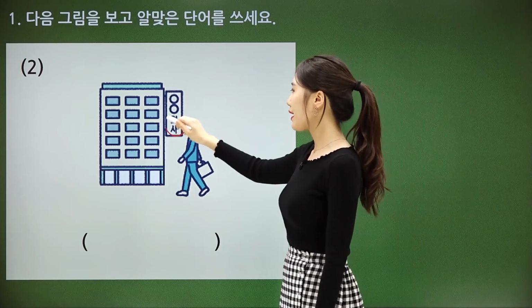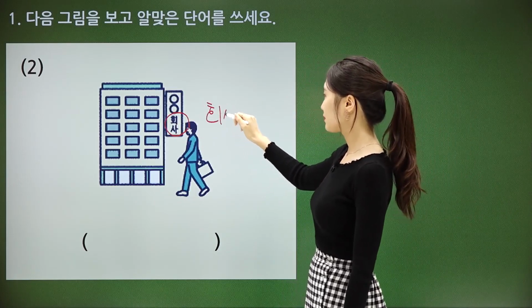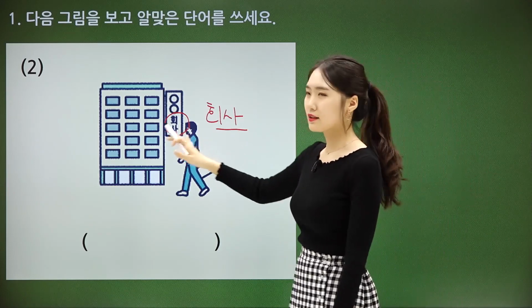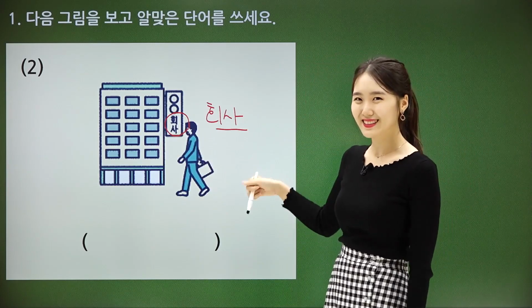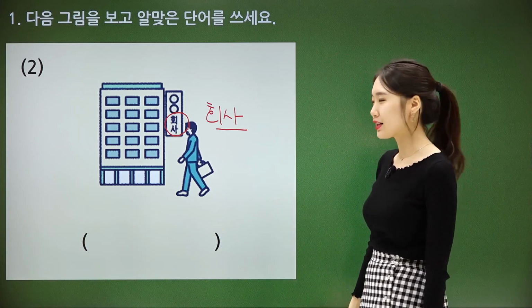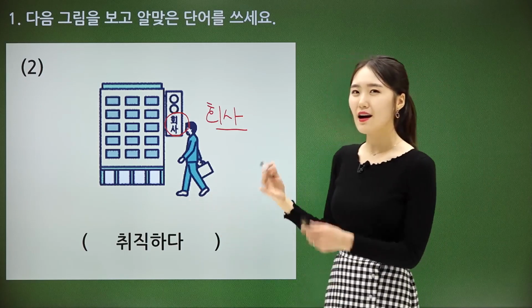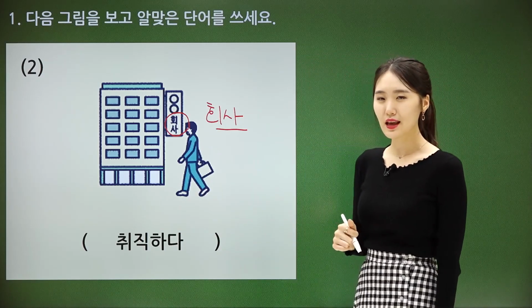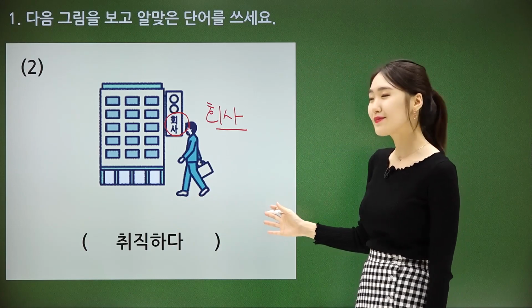And then second one. Oh, here. 회사. 회사 is a company. So maybe he got a job, right? So he's going to his company. So how should we say to get a job? 취직하다, got a job. 취직해요, 취직하다.